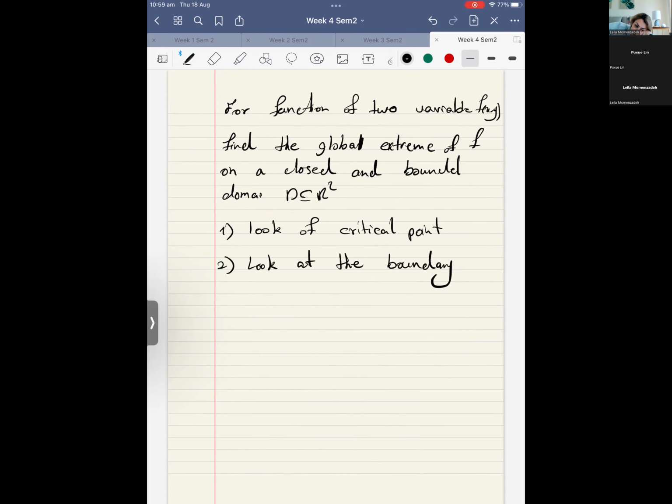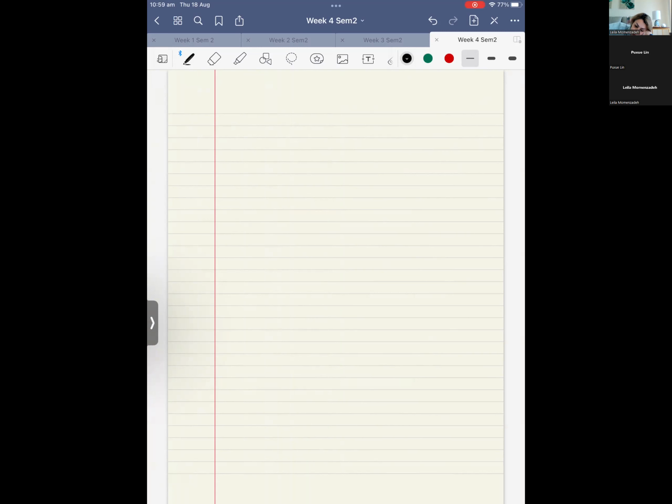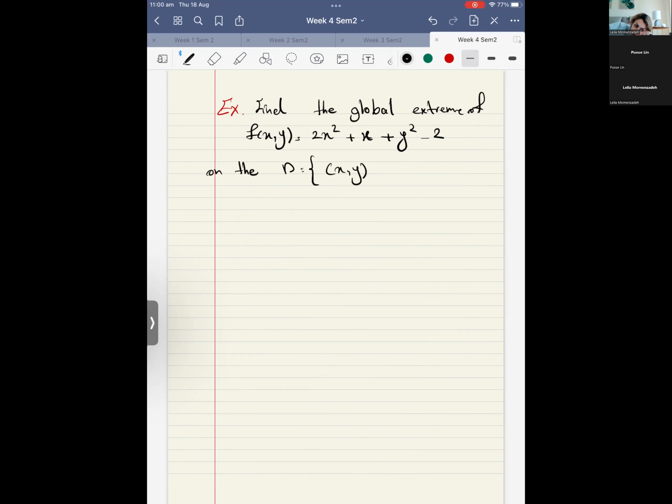For example, find the global extreme of f(x, y) equal to 2x² + x + y² - 2 under this domain: x and y in R², and x² + y² less than or equal to 4.